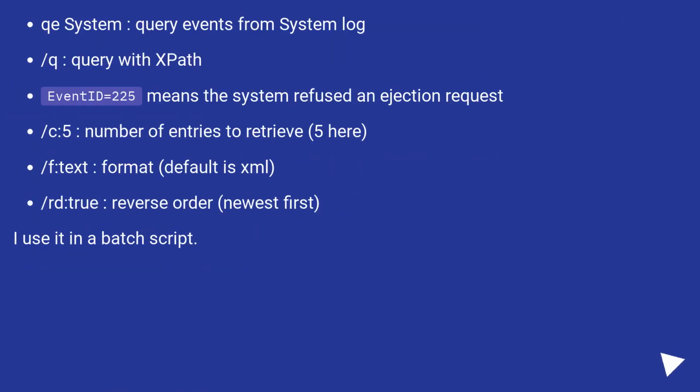System: query events from the system log. /q: query with XPath. EventID equals 225 means the system refused an ejection request. /c:5: number of entries to retrieve, 5 here. /f:text: format, default is XML. /rd:true: reverse order, newest first. I use it in a batch script.